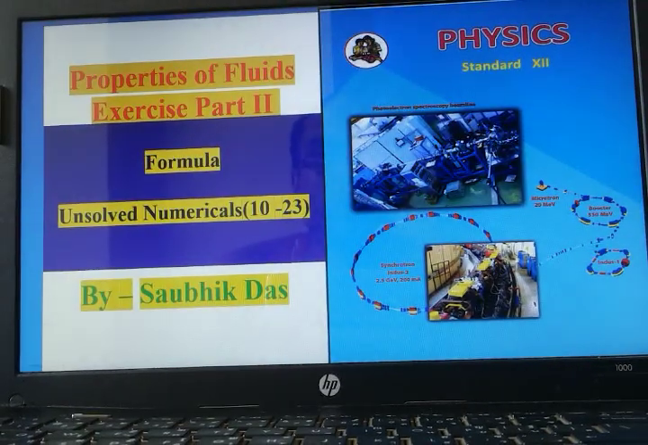Hello students, today we will be solving the unsolved numericals which are at the back of your textbook. Their numbers are from 10 to 23. We will be solving all the numericals. But before going directly into the numericals, we will first discuss the formulas which we will be using for solving the numericals.